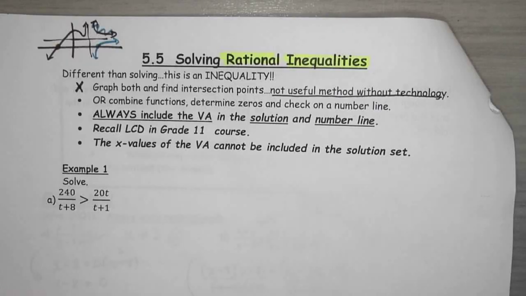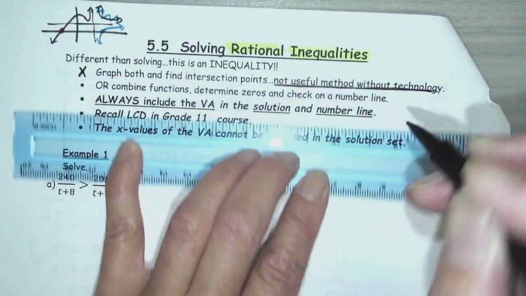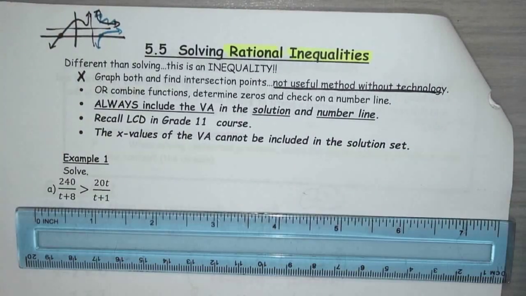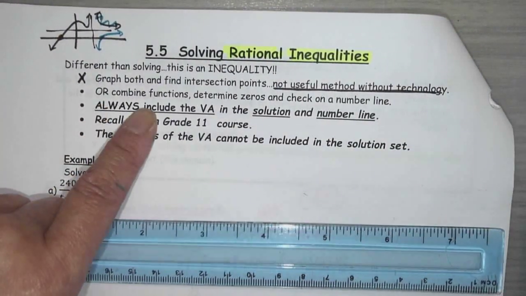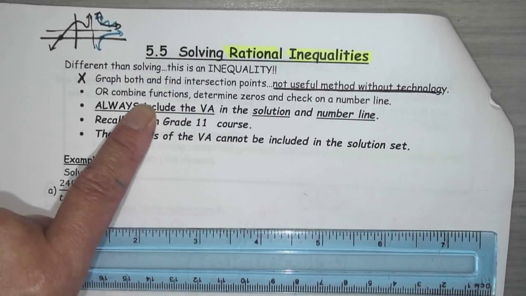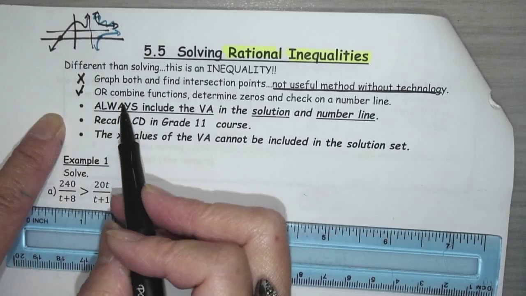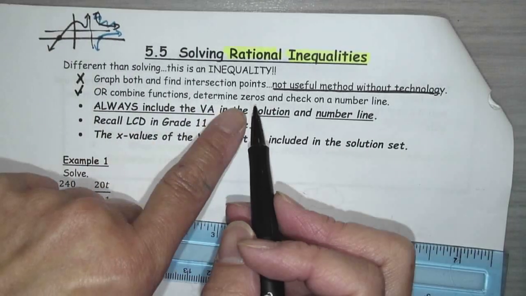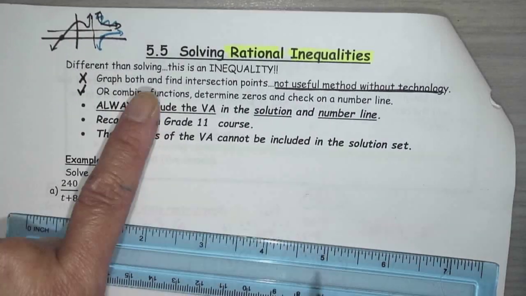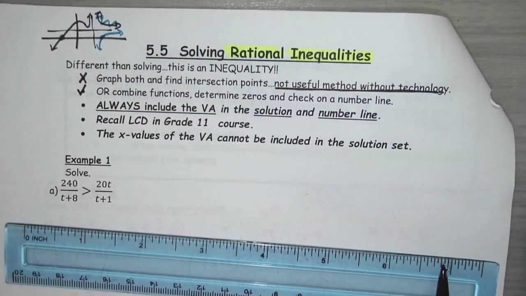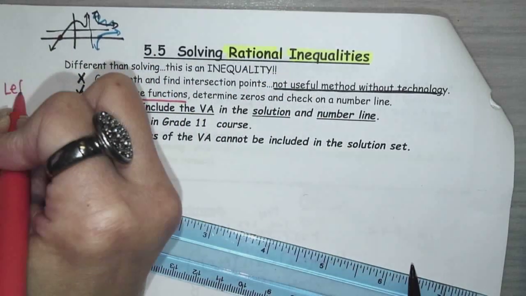If I had a computer and the computer graphed it, then I got my lovely numbers, that would be fine. But we're not going to use that without technology, so it would have to be done with a computer. The other way we're going to do it is this way. This is going to be our good way to use it. So yes, check. We are going to combine the functions, determine the zeros, and then check on a number line. This is the method we're going to do. Combine the function means, this part here means bring it to the left side.